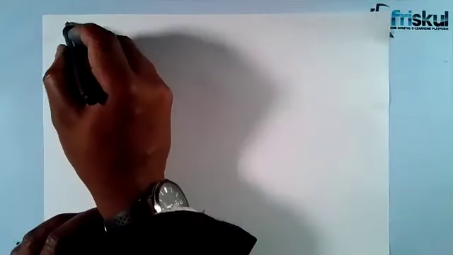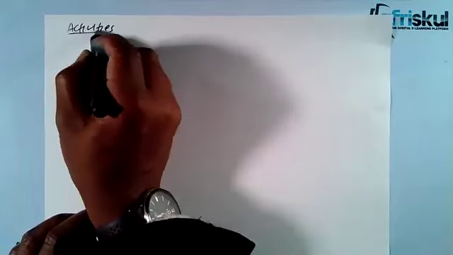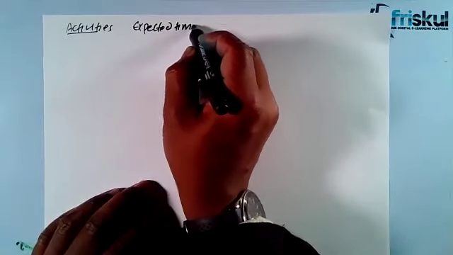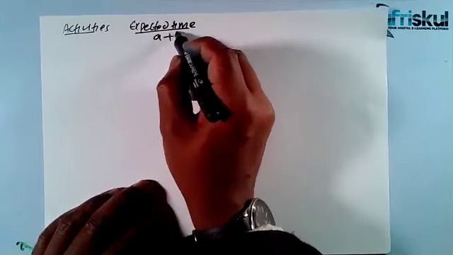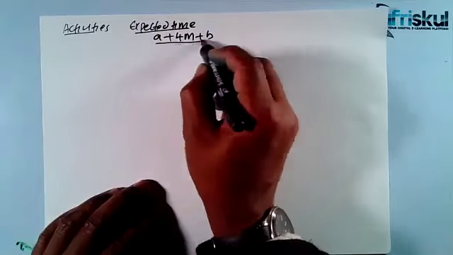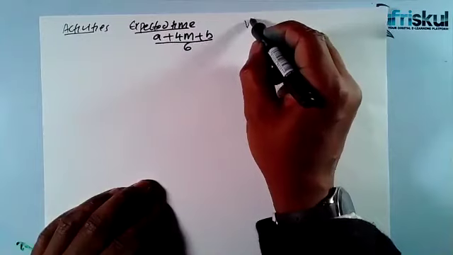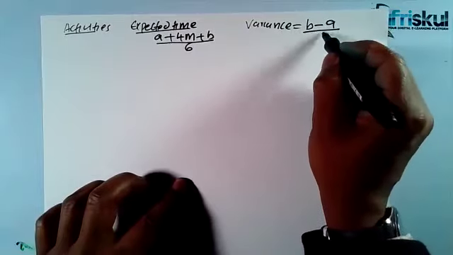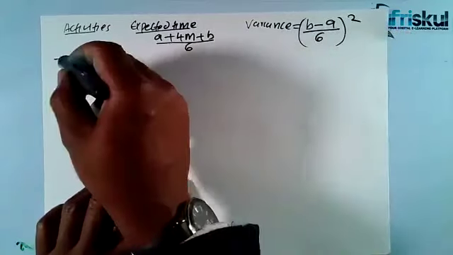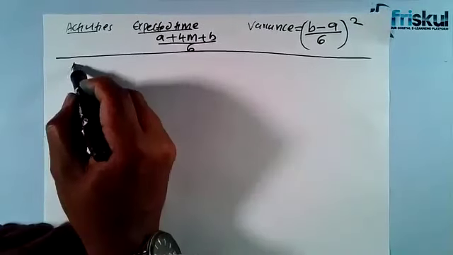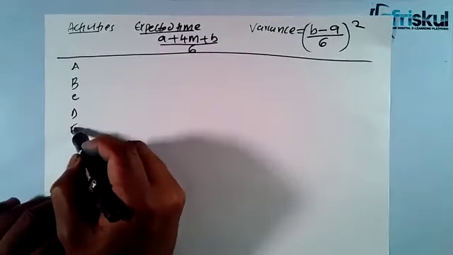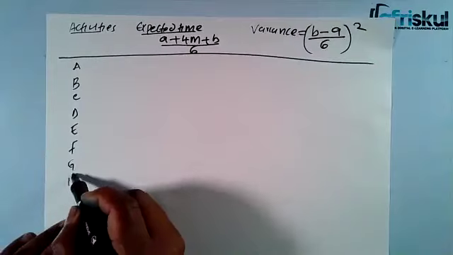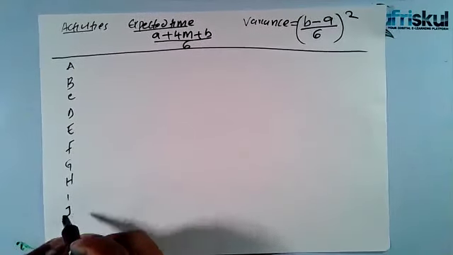So we had activities here. Then we have said, how do we get the expected time? Expected time, we have said it's A plus 4M plus B divided by 6. Then also we can get the variance. We have said that for the variance, you take B minus A, divide by 6, and then you square. So we have activity A, B, C, D, E, F, G, H, and then I, J, and K.